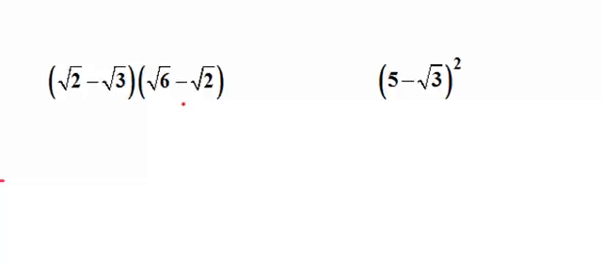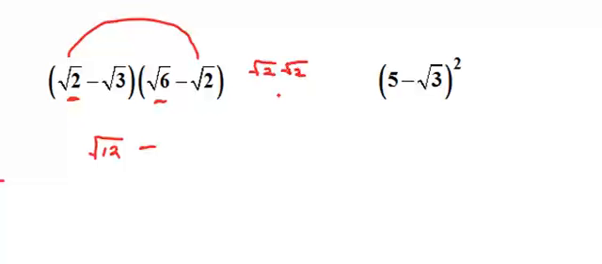Again, we have a binomial times a binomial. So the first times the first, well, they're both under radicals, so we can push them together, and we get the square root of 2 times 6, which is the square root of 12. Outer times outer, positive times negative. And square root of 2 times the square root of 2 is 2. Inner times inner, positive times negative. They're both under radicals, so we can push them together and we get the square root of 6 times 3, which is the square root of 18.